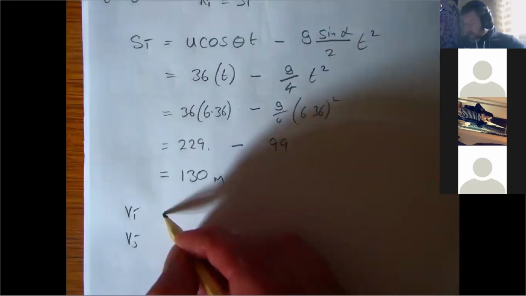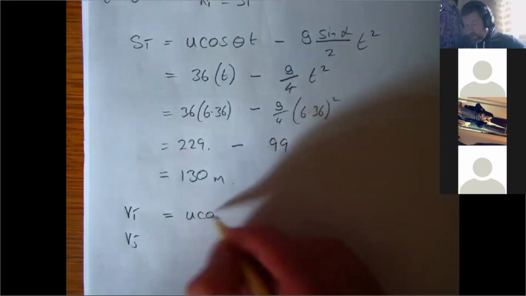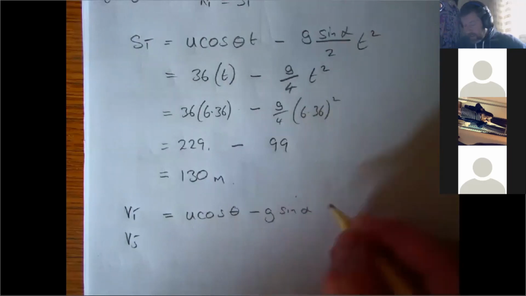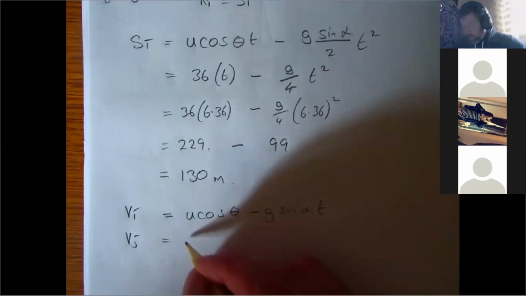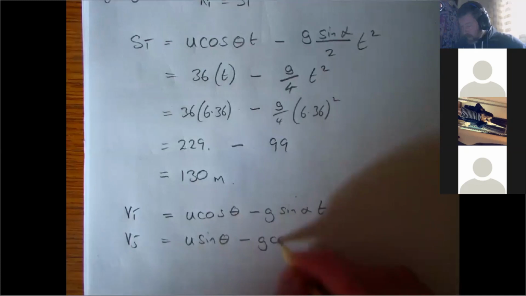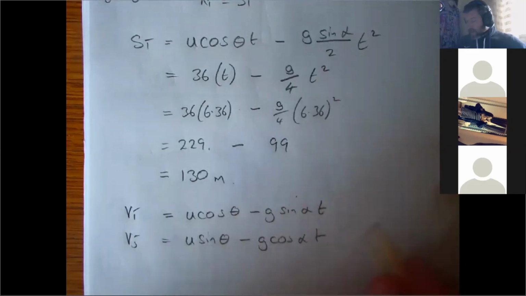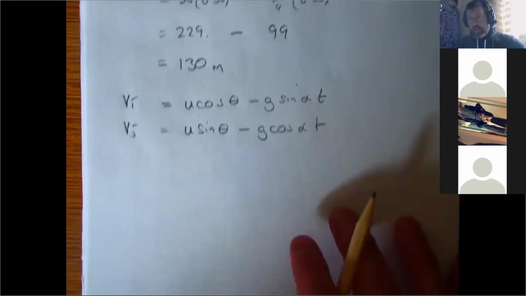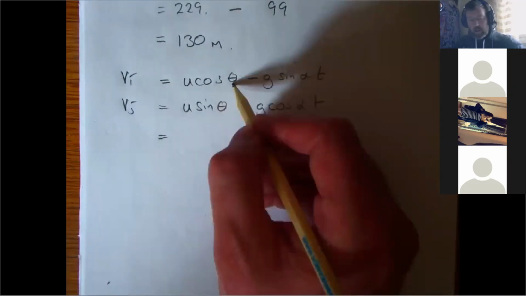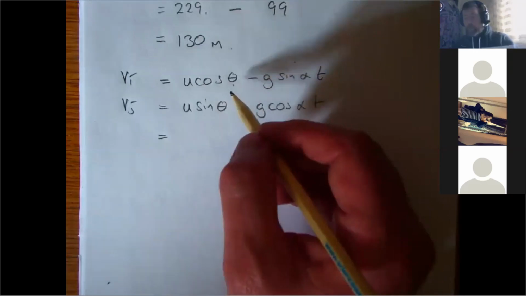VI is equal to U cos theta minus G sine alpha T, and VJ is U sine theta minus G cos alpha T. I want to find both of those values. That's going to give me the VI and the VJ, of course, and then I want to find the speed. So U cos alpha is the speed it was going along in the I, which we said was 36I.